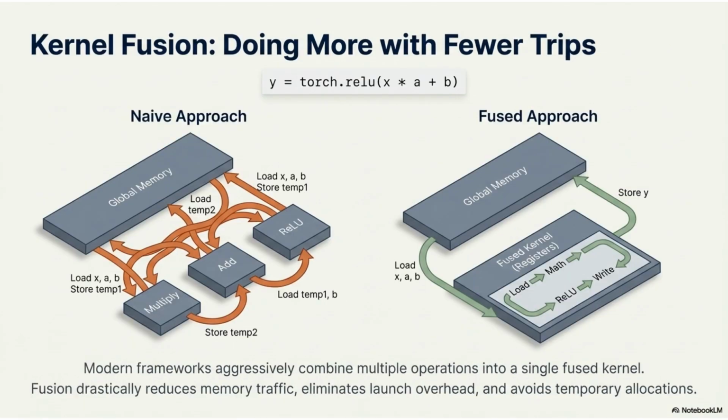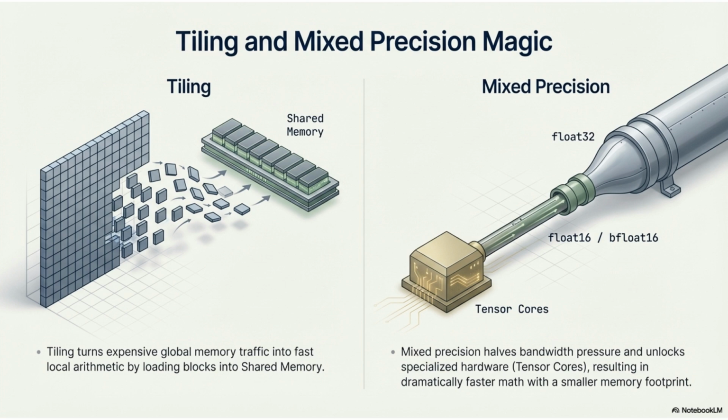Kernel fusion combines multiple operations into a single kernel, drastically reducing memory traffic, eliminating launch overhead, and avoiding temporary allocations compared to a naive approach. Tiling converts global memory traffic into fast local arithmetic by loading data into shared memory. Mixed precision halves bandwidth pressure and uses specialized hardware like tensor cores for faster math.